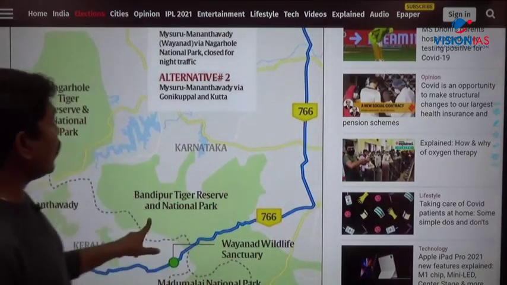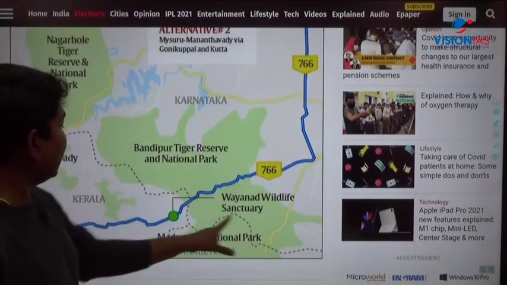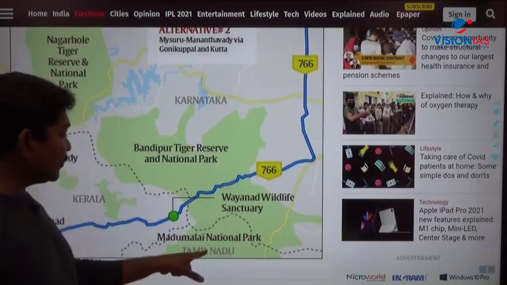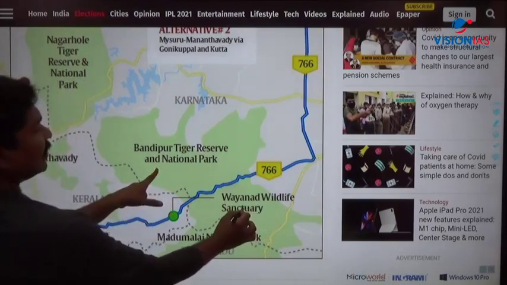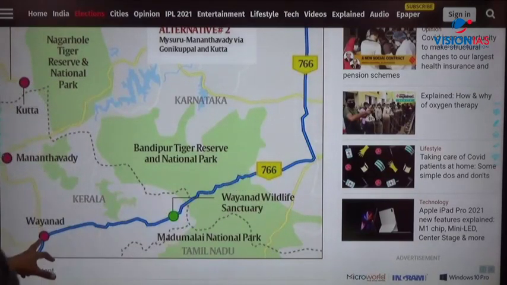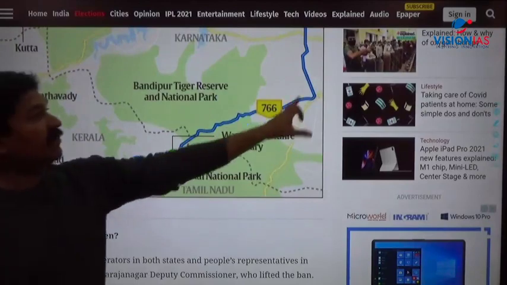Clear? This is Bandipur, Wayanad Tiger Reserve, Mudumalai. What is Mudumalai? Mudumalai is again a Tiger Reserve, which comes under Tamil Nadu. See this one, this is Tamil Nadu, this is Kerala, this is Karnataka. This is the tri-junction between them. This is the city called Wayanad. This is the national highway.